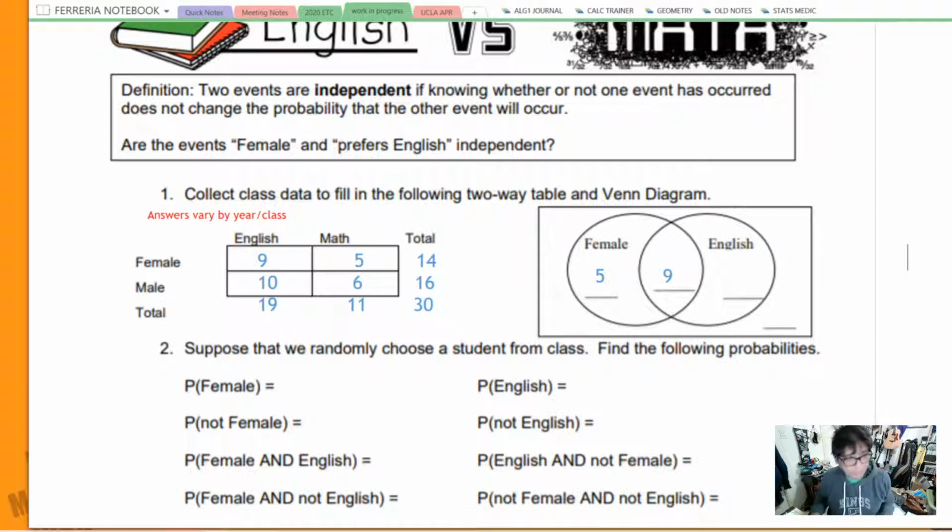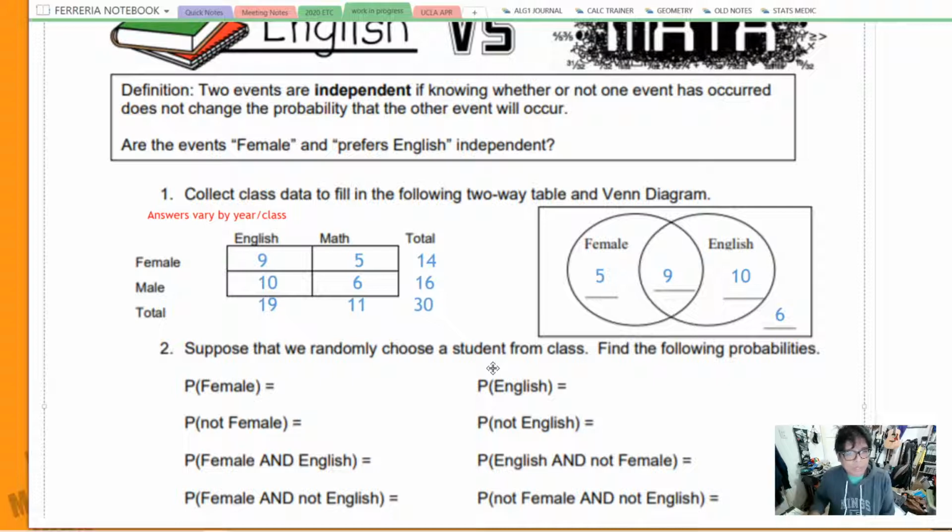That was 10. I said earlier that none of the numbers in your Venn diagram are going to be from a marginal total, and as you can see, that is true here. None of the numbers that we're putting in here come from the margins, margin meaning the totals. So there are 6 people who are neither female nor preferring English. That means they're male and preferring math, and that's 6.